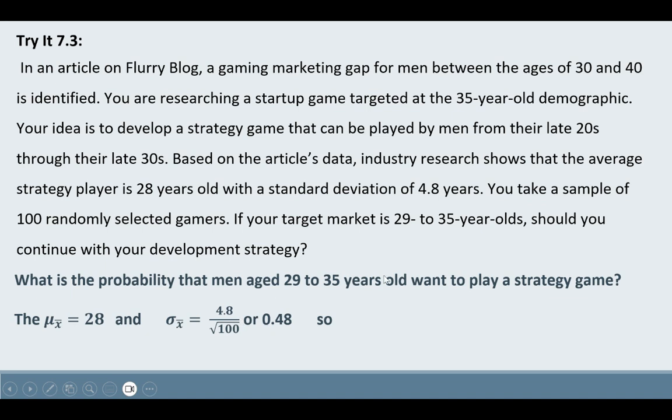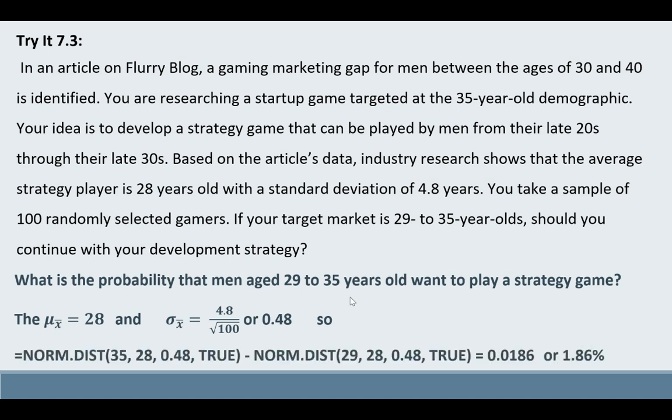So we want to know what's the probability that men aged between these two ages would want to play a strategy game. So this is going to be a between problem, the probability that they're between the ages of 35 and 29. And once we do it, we find it's 0.0186 or 1.86%. So that is a very small probability that a gamer in this age group will want to play the strategy game. So they should not continue with this investment strategy.